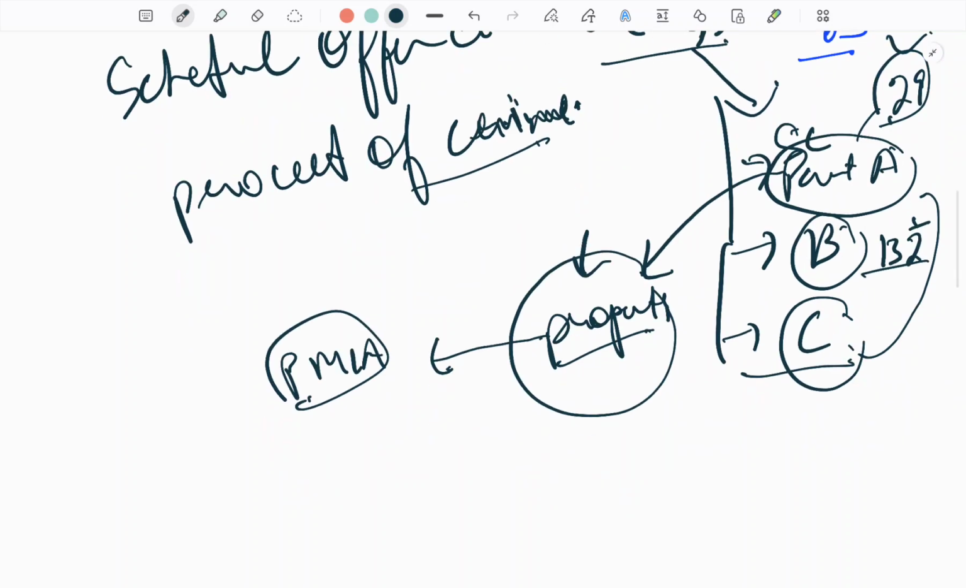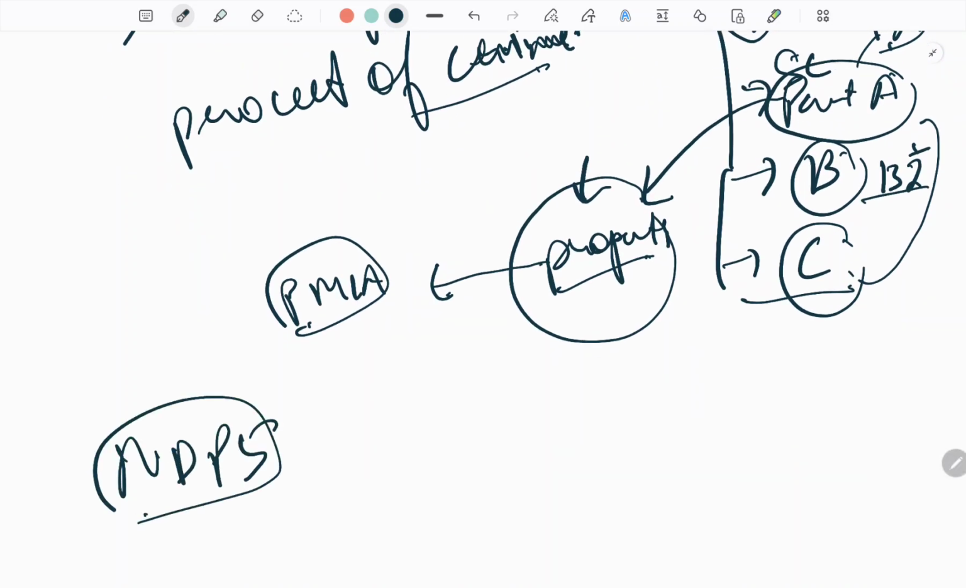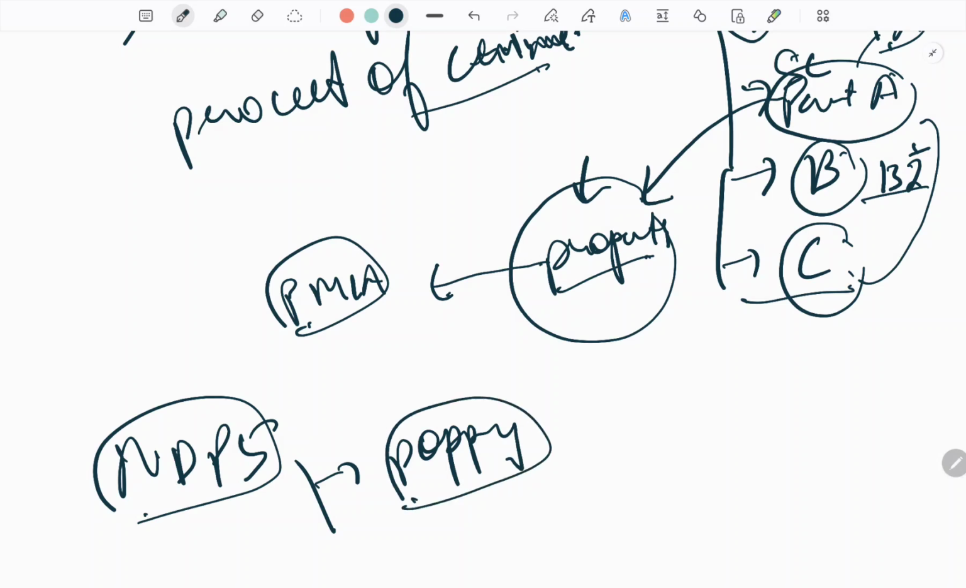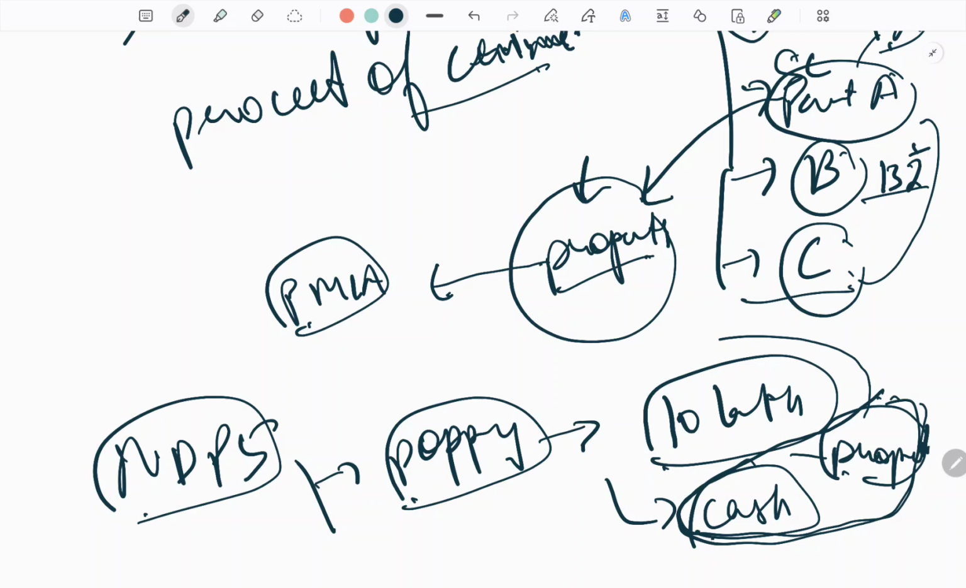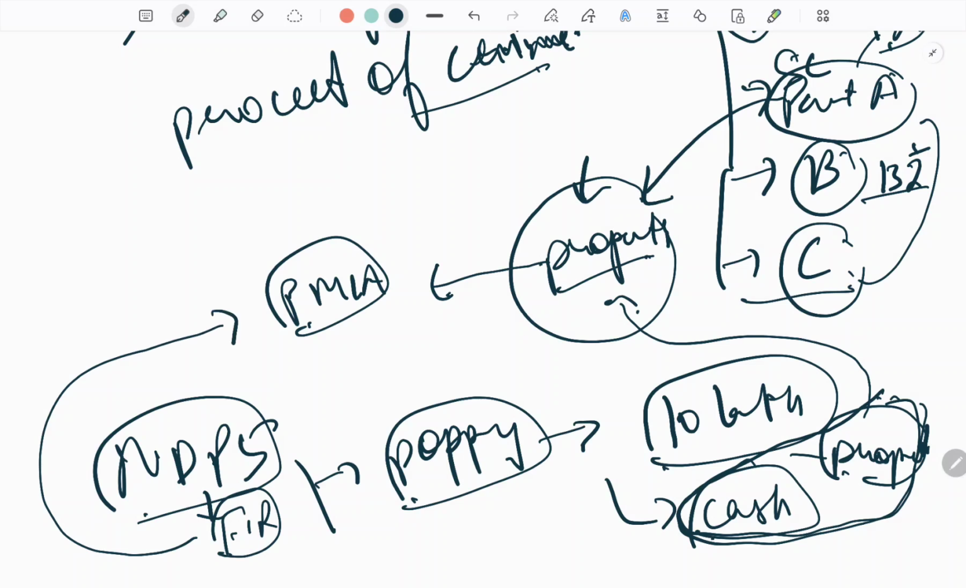Let's suppose you have committed an NDPS offense and some recovery was effected from you, like poppy is recovered from you. The poppy has a value of about 10 lakh, I'm just giving an example. Cash is also recovered from you, and some property is also recovered, and it is said that you acquired that property by selling that poppy to somebody. So you acquired that property illegally. That cash and that property are property for PMLA to initiate proceedings under PMLA. Under NDPS, one FIR may be registered against you. That FIR gives power to the ED under PMLA to initiate an investigation for the purpose of PMLA.